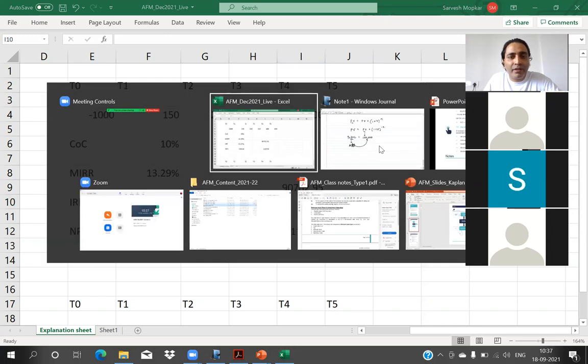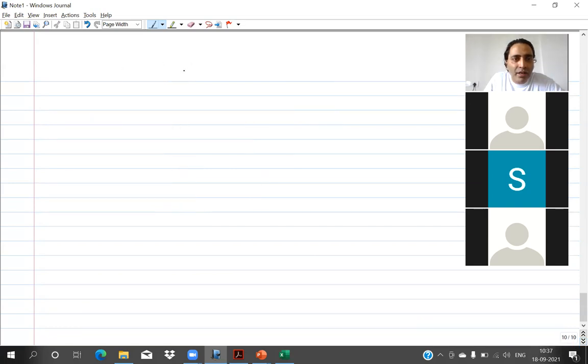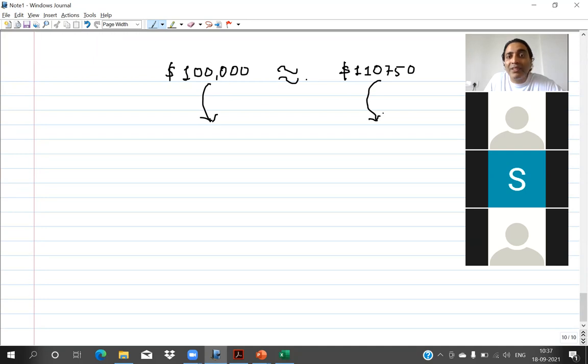Now, if I tell Shakti that look, I am offering you $100,000 in current terms, which means I am actually going to give you 110,750 after 2 years. Tab jaake ye equivalent hoga. Whatever you can buy today with $100,000, that is called as current terms, the same things you'll be able to buy after 2 years with 110,750.